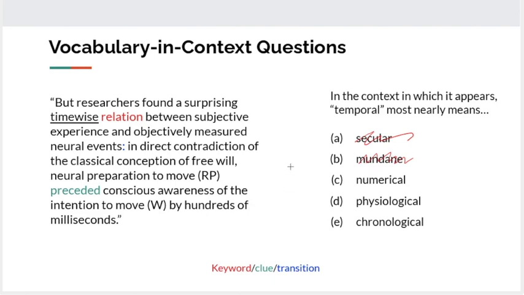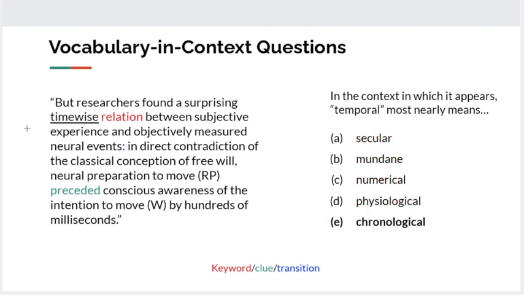Numerical, well, they might be making numerical measurements as far as measuring times, but that is not the same thing as time-wise. Physiological, they're dealing with physiological phenomena in some sense, talking about neural activity, but they're not talking about a physiological relation. Chronological. We might have come up with that word initially, but what I want to emphasize here is that the first word you come up with doesn't have to be perfect in order for you to get the correct answer. We just want to think about what's going on, come up with something, and then use that something as a guide to find the correct answer.